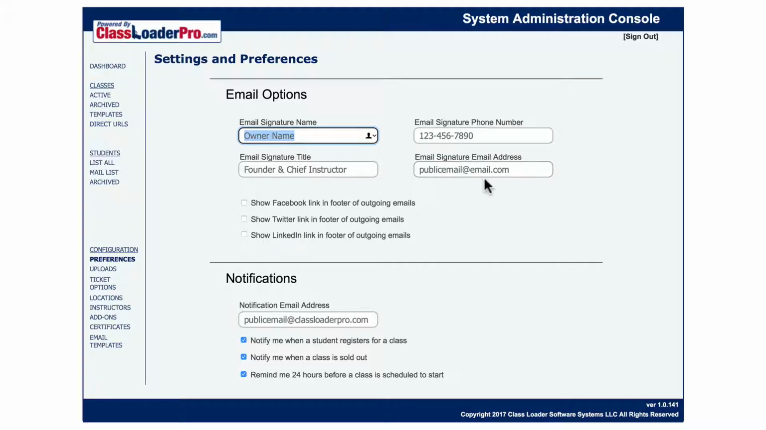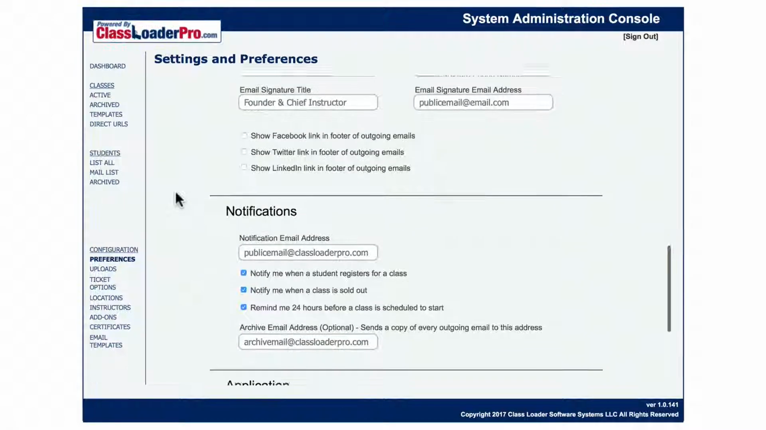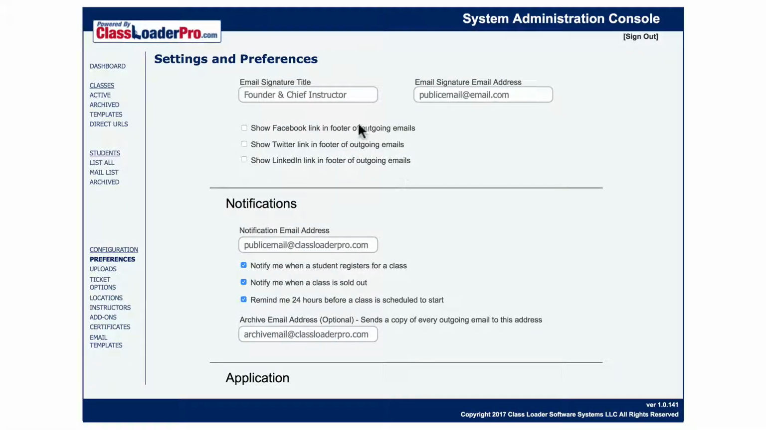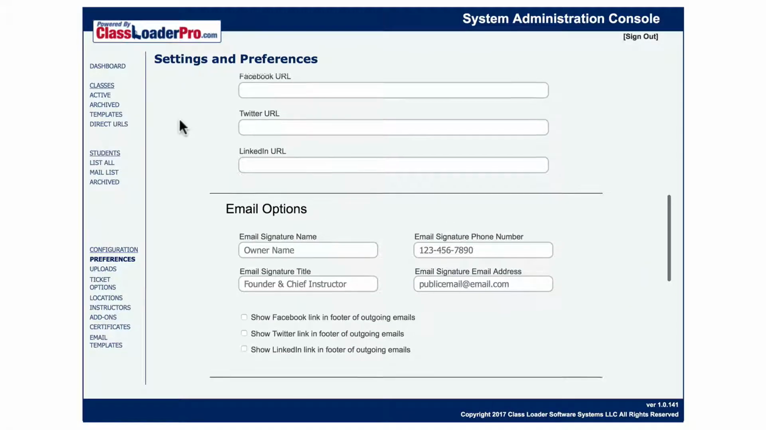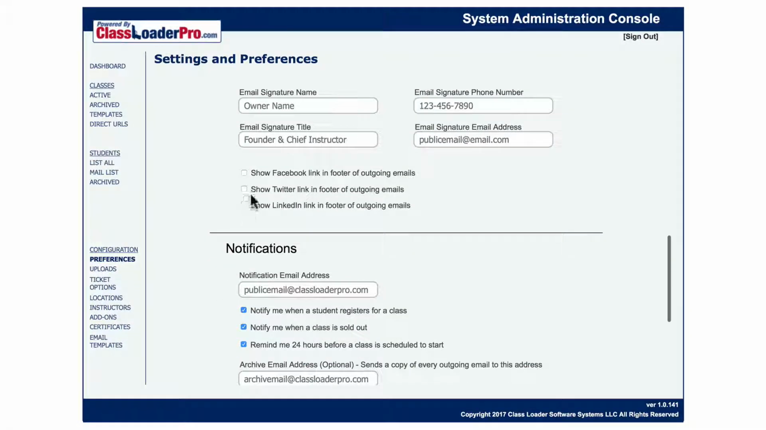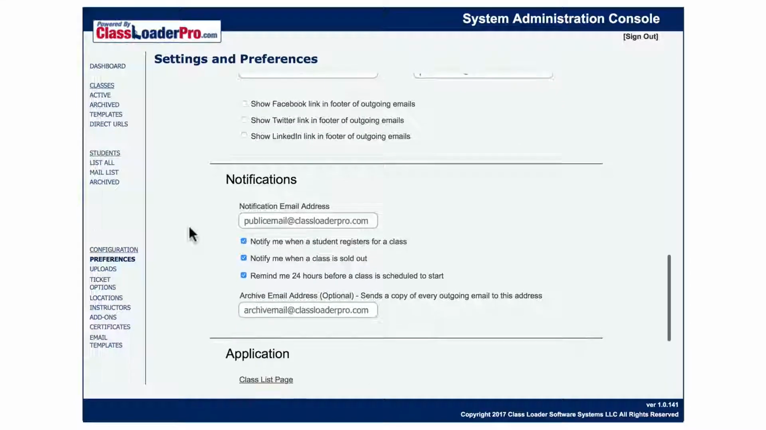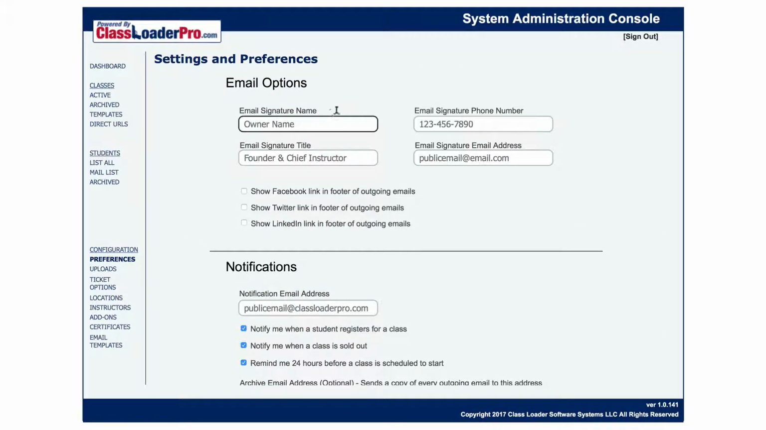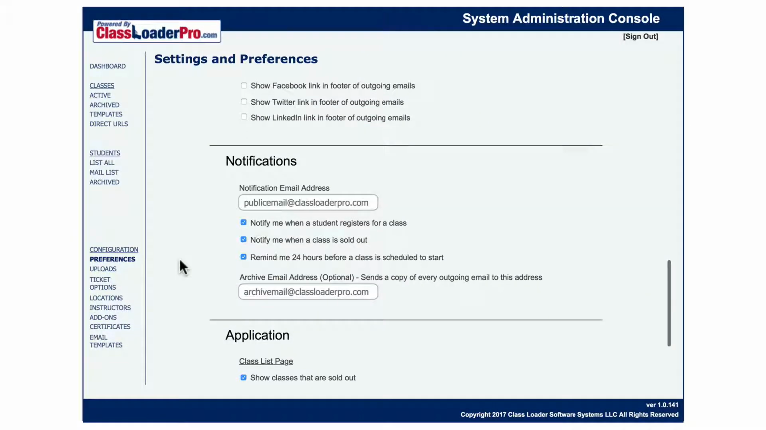So this is the information that's going to show up in every email that gets sent to a student. And again, these are not functional for the social media yet. Once they are functional, the URLs that you put in up here would show as icons underneath your signature in your emails that get sent out. These aren't functional yet, though. I mean, you can check the boxes, but they don't do anything yet.